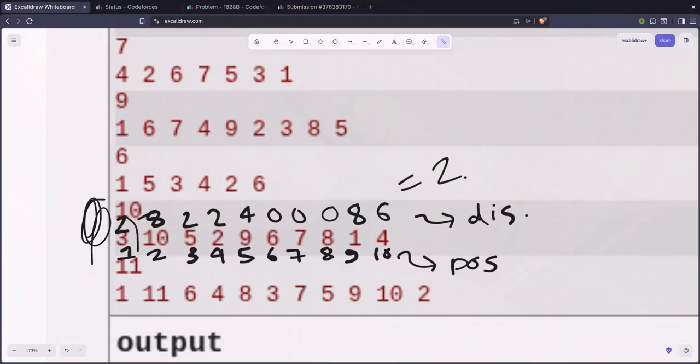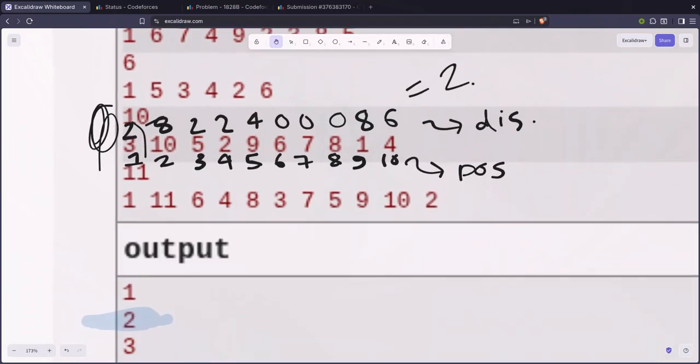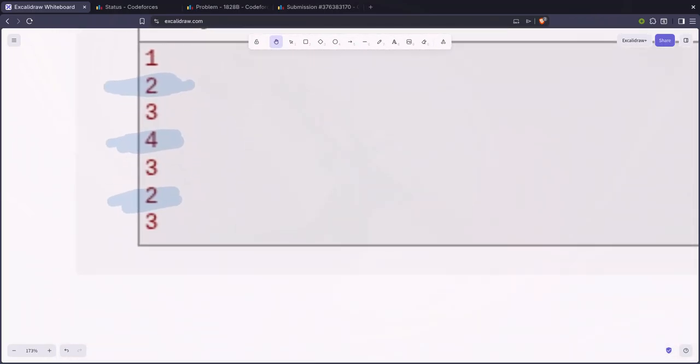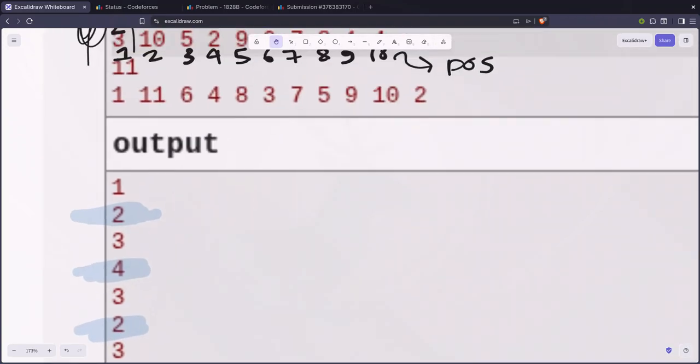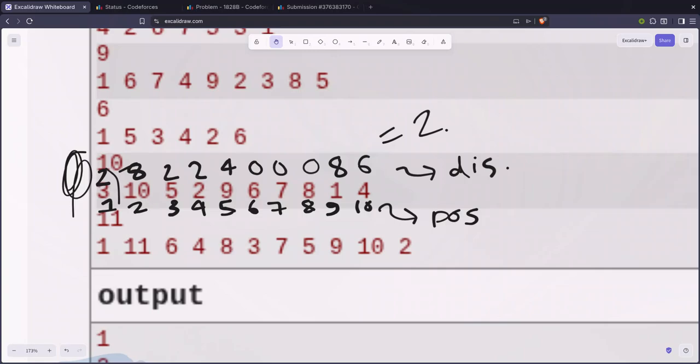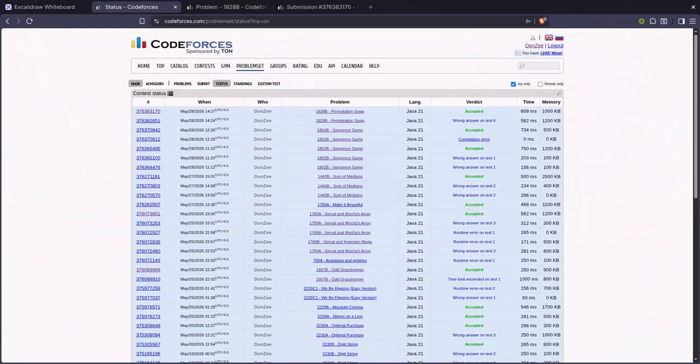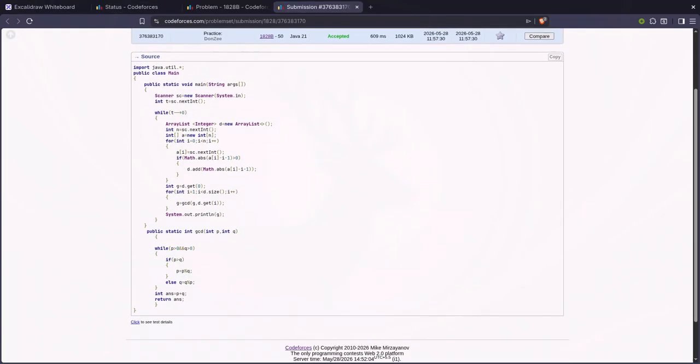Okay, let's see if that's the answer. The second last test case has an answer 2. Yes, the logic is correct, that we need to find the GCD of all the distances. You can see the code right here.